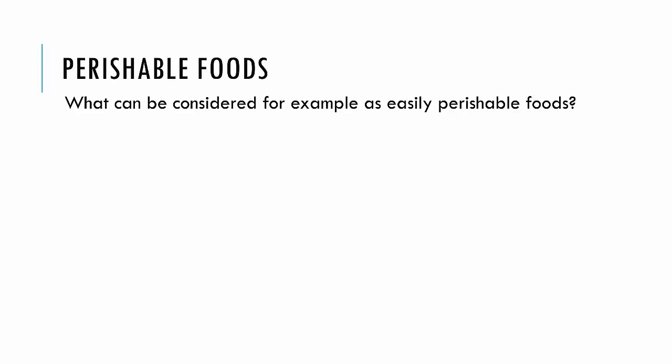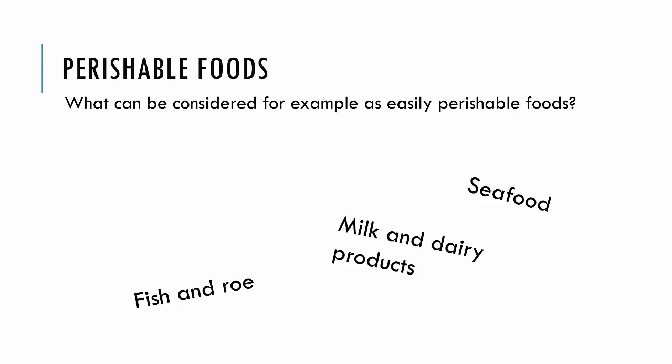What kind of foods can we consider as very easily perishable? What comes to mind are fish and raw products and in a larger scale all seafood. What else? Milk and dairy products can be considered as easily perishable, and also in a sense egg products.